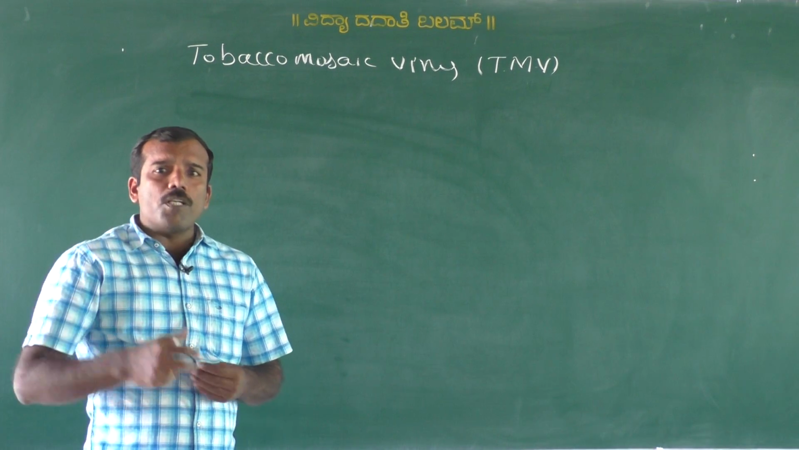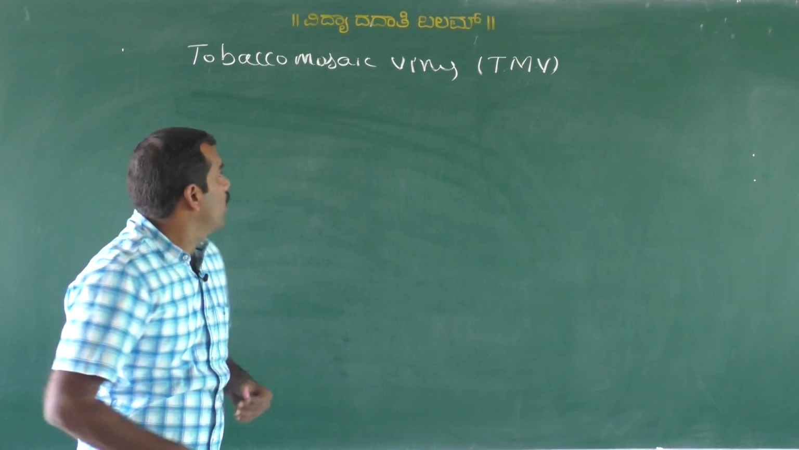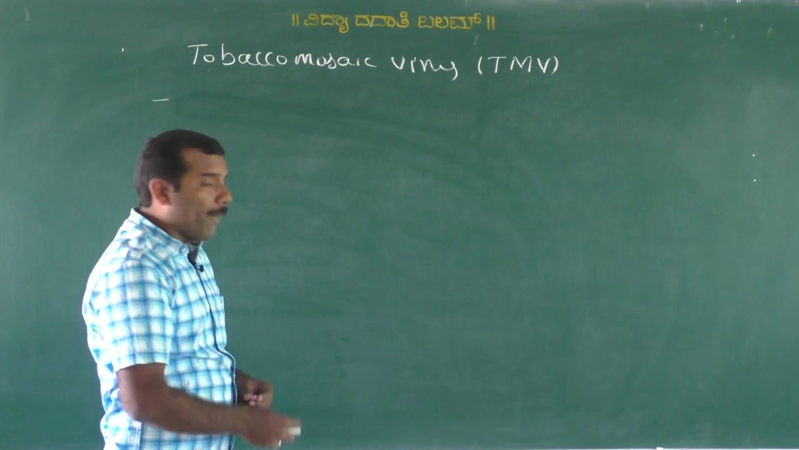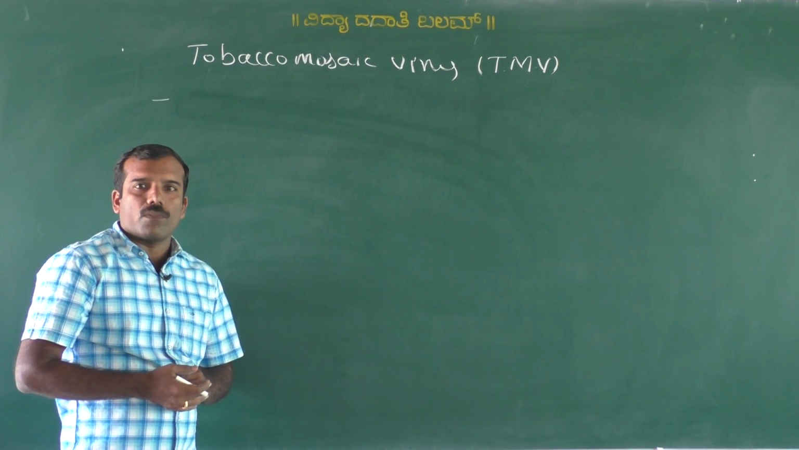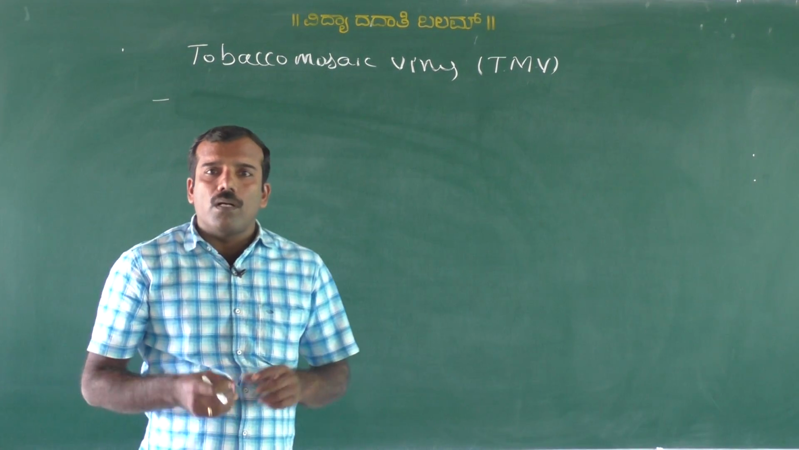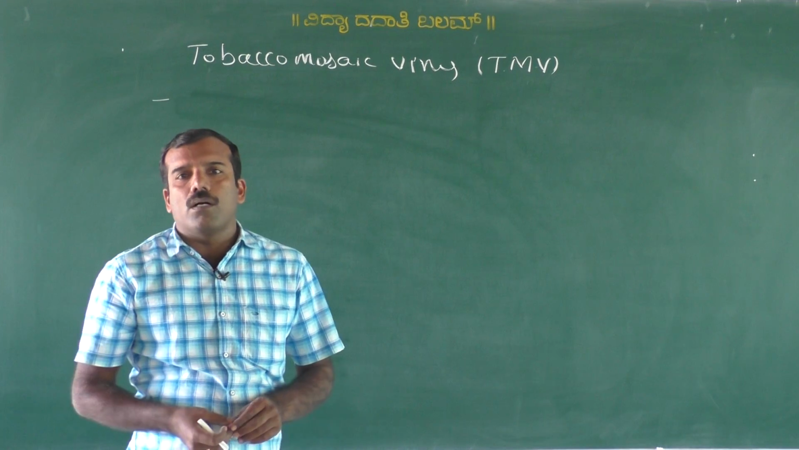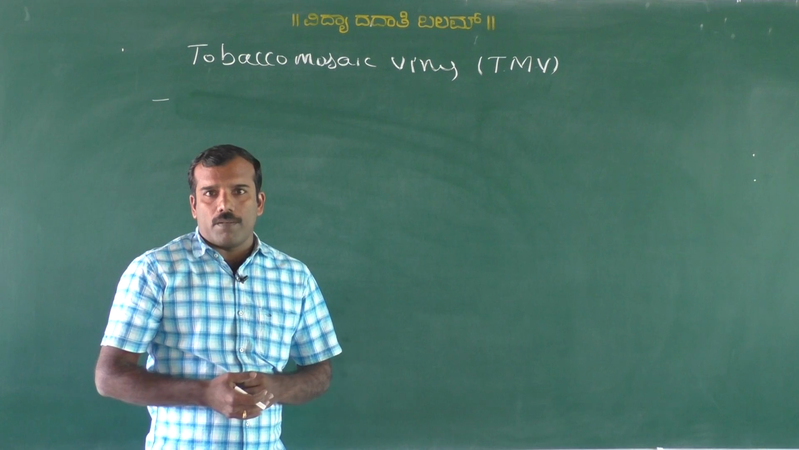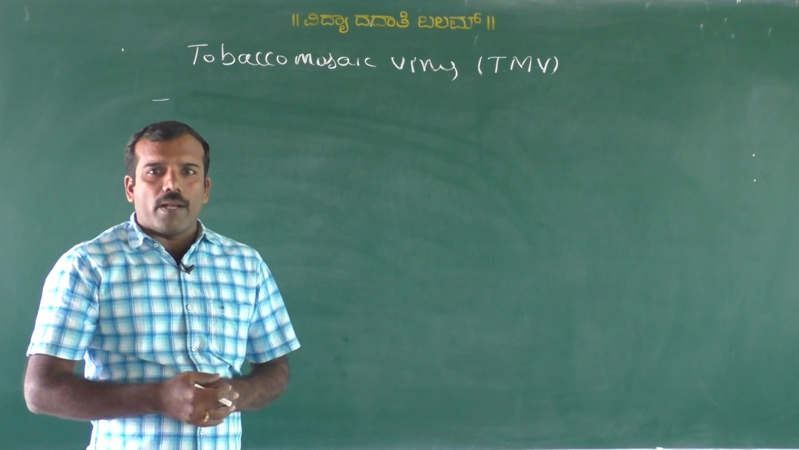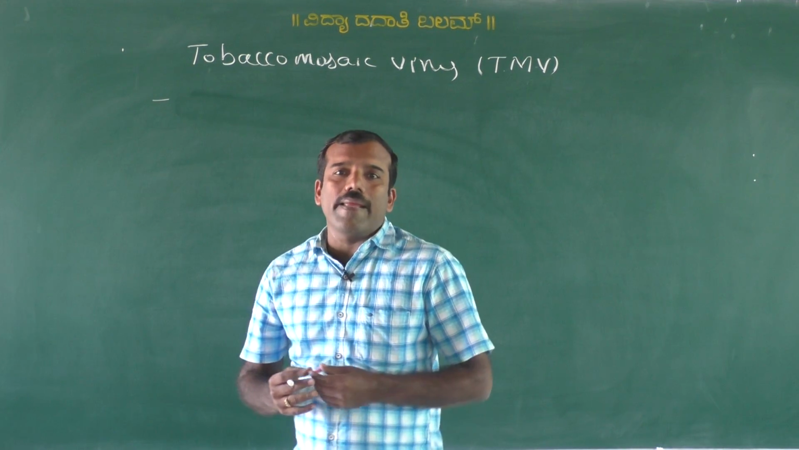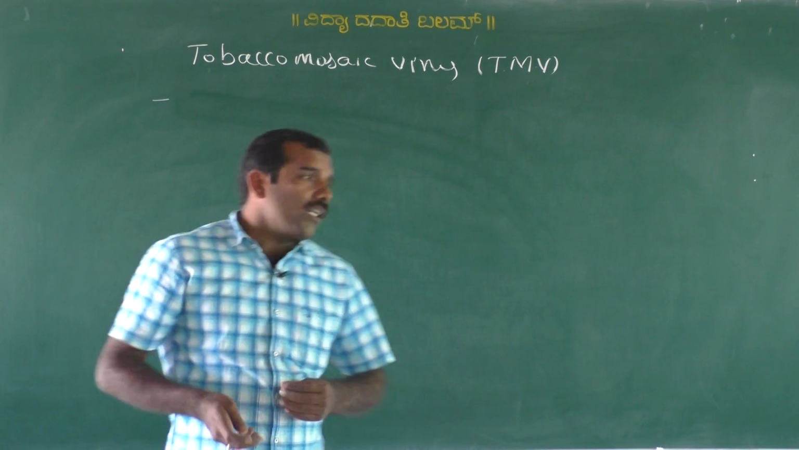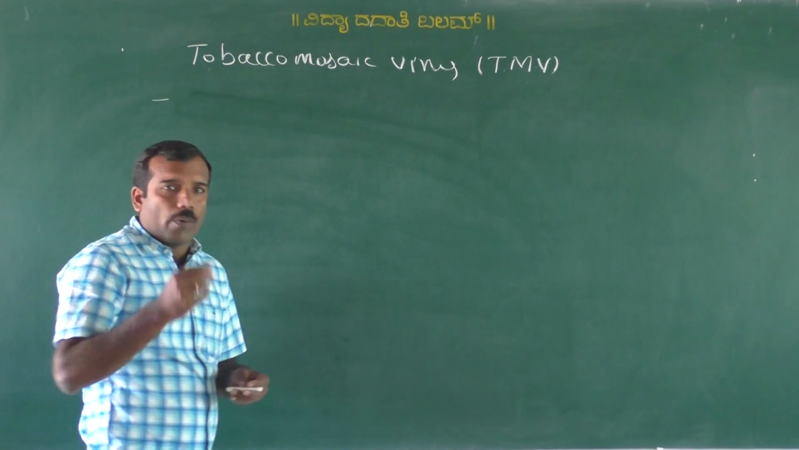Then what is the structure of this tobacco mosaic virus? Tobacco mosaic virus is cylindrical in shape. It is made up of nucleic acid and protein. So virus means it is made up of nucleic acid and protein. In the tobacco mosaic virus, the genetic material is RNA. So this is an RNA virus. Let us see the structure of tobacco mosaic virus.